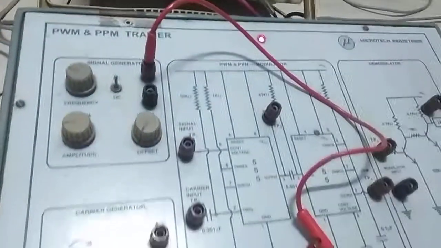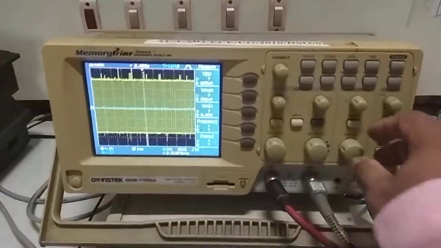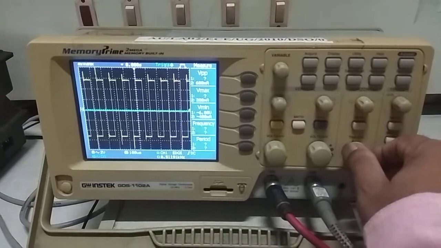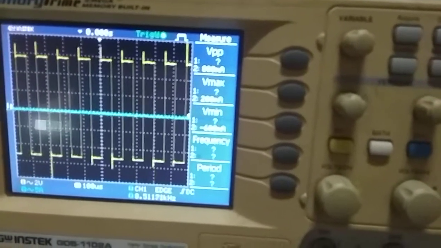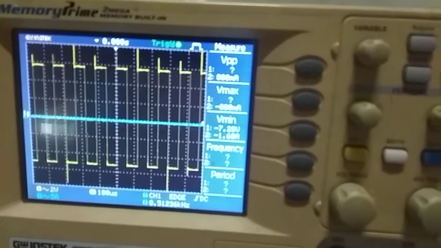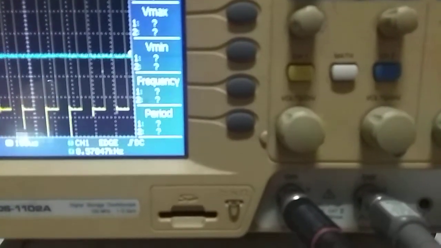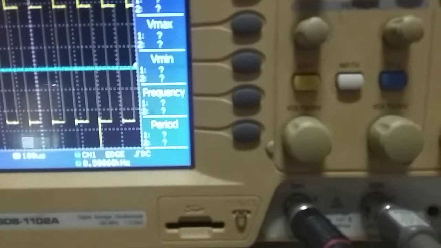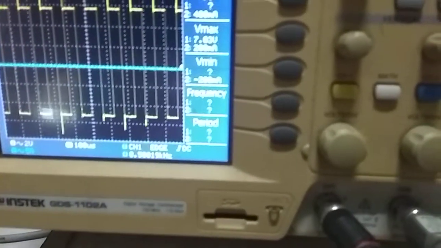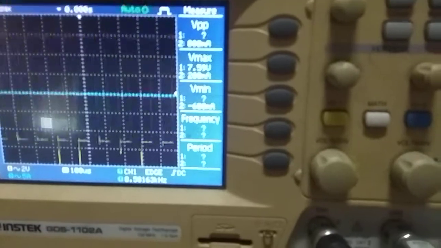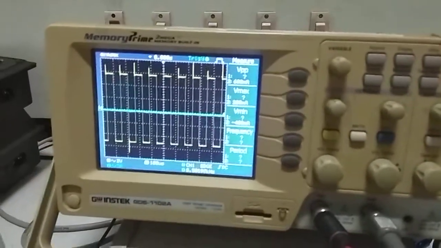Now we are going to check the carrier signal. This is the carrier signal and that is actually the pulses, right? And what is the pulse frequency? Actually this is the carrier signal, a square wave signal, which has 50% pulse width. That means 50% on time and 50% off time. For this case, the frequency here is 2.28 kilohertz. Look at this. So this is the carrier signal.